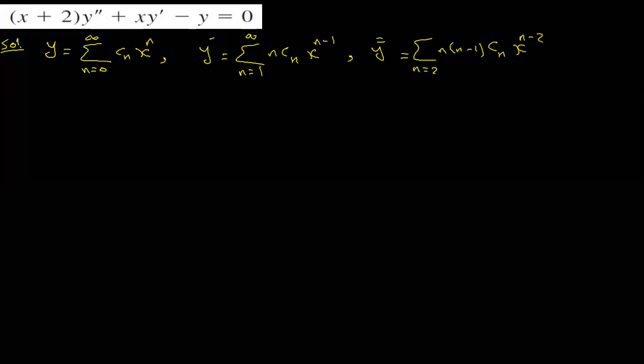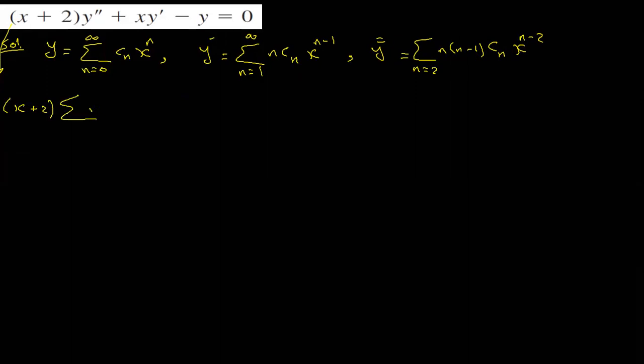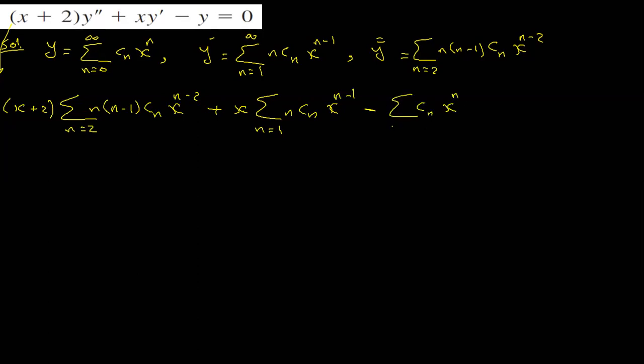Now I'm going to plug those into my differential equation. So I have x plus 2 times the second derivative, which is given to be summation n times n minus 1 Cn x to the power n minus 2 from 2 to infinity, plus x times the first derivative, which is given to be n Cn x to the power n minus 1, my n starting from 1, minus my y, which is given to be summation Cn x to the power n, n equals 0 to infinity. Okay, now let it equal 0, by the way, the right hand side.